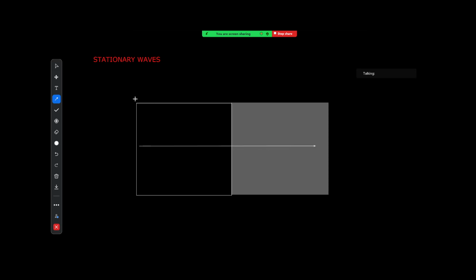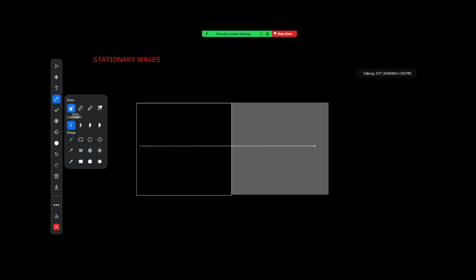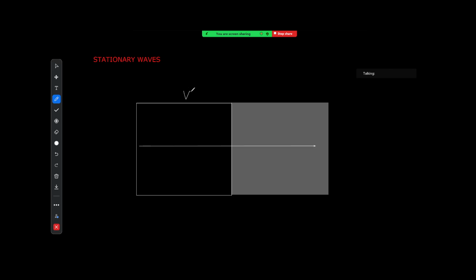Now let us say that the velocity in the left hand medium is v1, the velocity in the right side medium is v2. We assume that v1 is greater than v2. So this medium will be taken as rarer with reference to the second medium, which is denser.